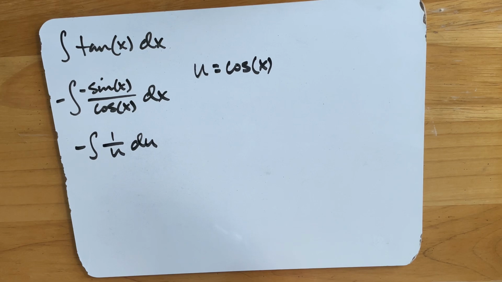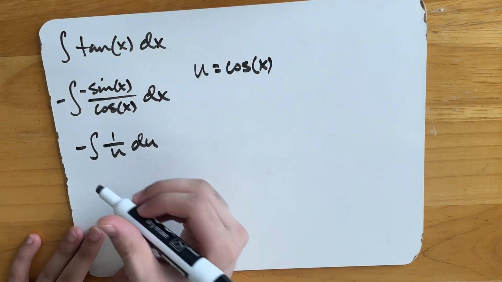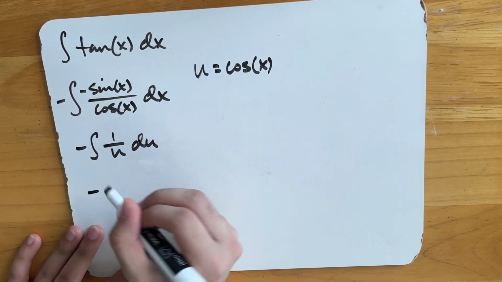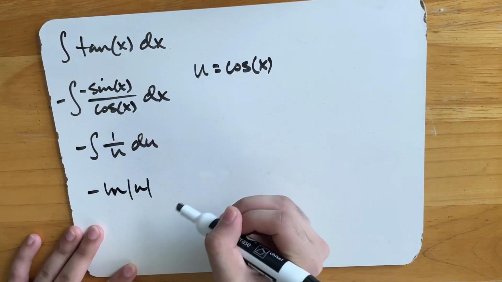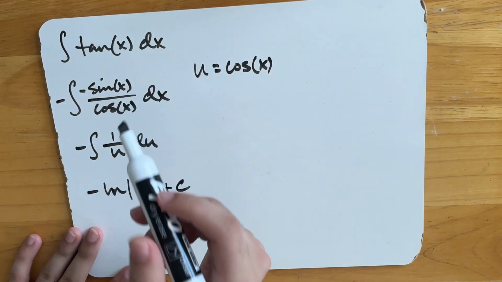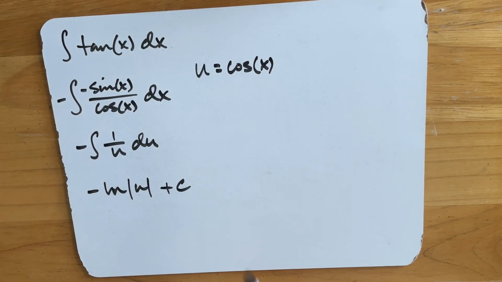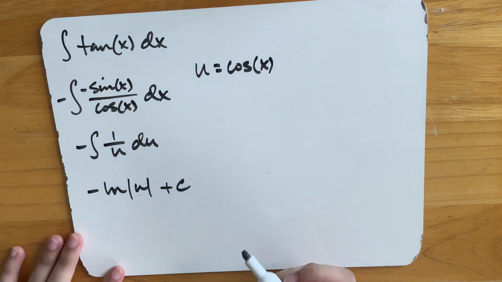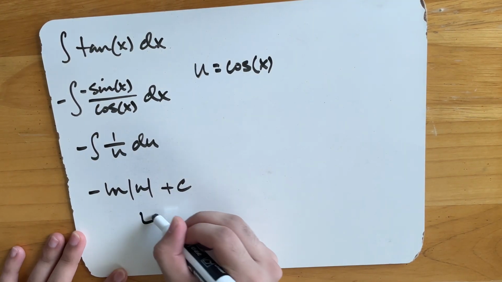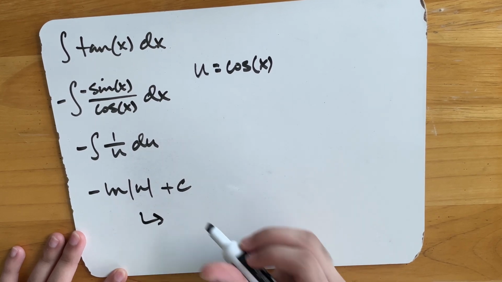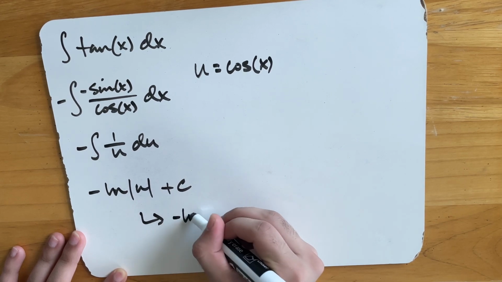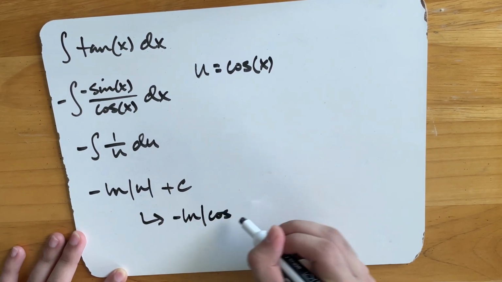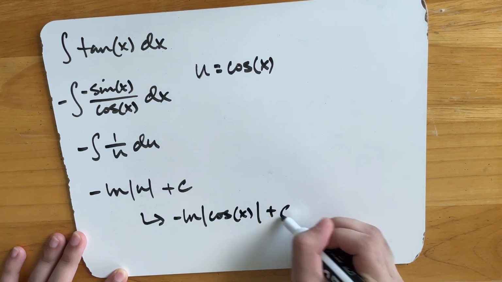Now let's see here, integral 1 over u du. Oh, we know what that is. That's natural log of u, well, an absolute value, technically. So now we can do the integral and get negative natural log of absolute value u plus c, right? But our original integral was in terms of x, so we should probably get our final answer in terms of x. And we'll just unsubstitute, and we'll get that the integral of tan of x dx is equal to negative natural log of absolute value cosine x plus c, right?